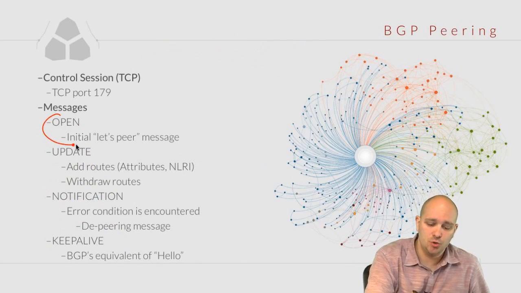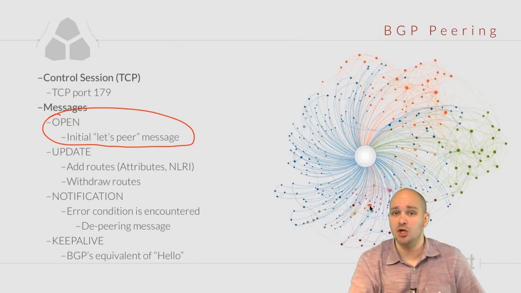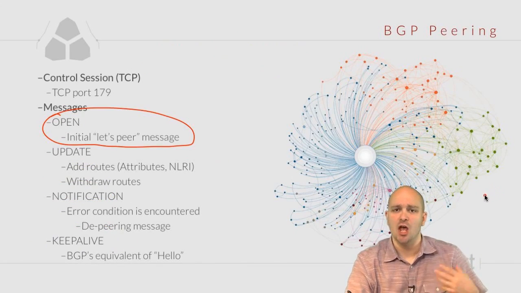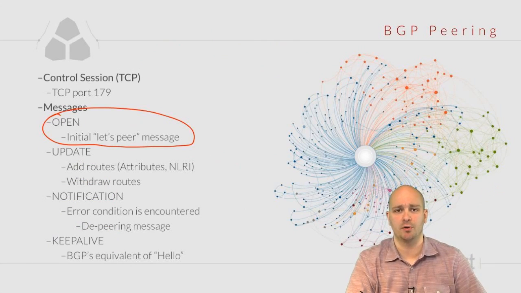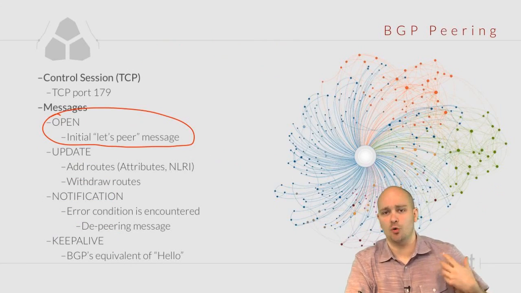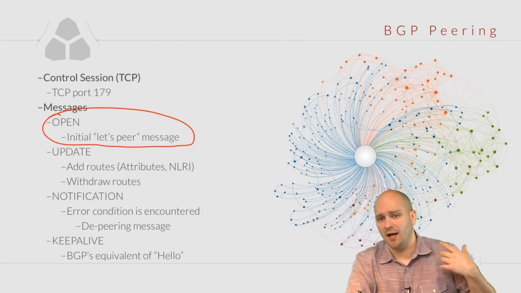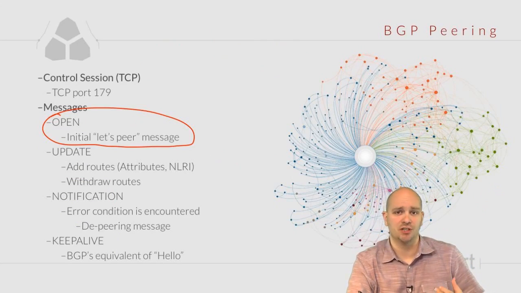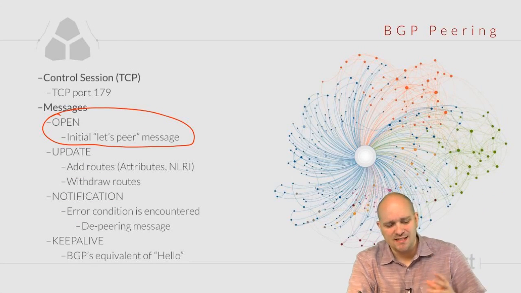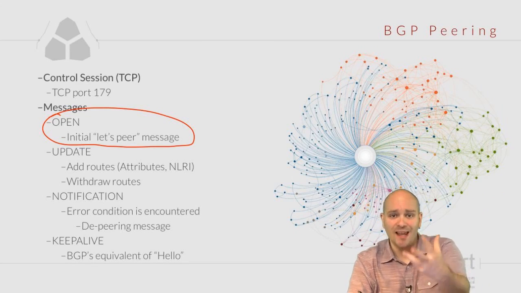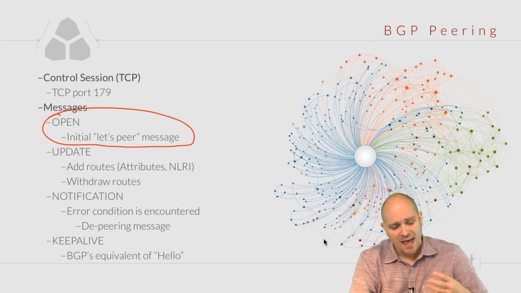The open message is used initially when peers are establishing the connection to send the locally configured parameters, like what is my own AS number, what are the values of certain timers, and so on. So this is the initial, hey, let's talk, let's peer message.